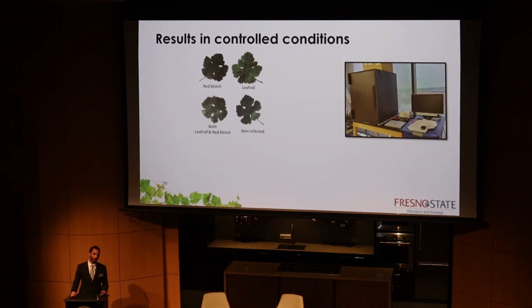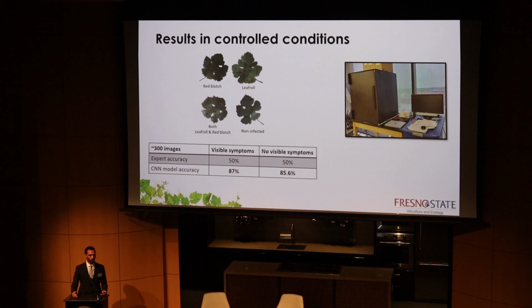For control conditions, again, that was the first proof of concept. We wanted to see if it was possible for neural networks to differentiate between red blotch, leaf roll, co-infection of leaf roll and red blotch, and not infected. Now, I've been in vineyards for 30 years at this point, and I cannot tell which one is which in these pictures. The expert accuracy was roughly 50%, while a deep learning neural network system has 80% accuracy in assessing if the vines were infected or not.